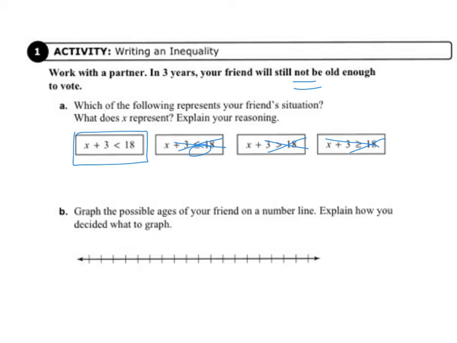So let's answer the question. X equals my friend's age, and we know that 18 is the voting age in the United States, so my friend's age plus 3 has to be less than 18, so that's what makes this work. So that's our explanation for our reasoning. I want you to write a sentence that explains that. I'm not going to write it for you, but you need to write a sentence. So sentence here.